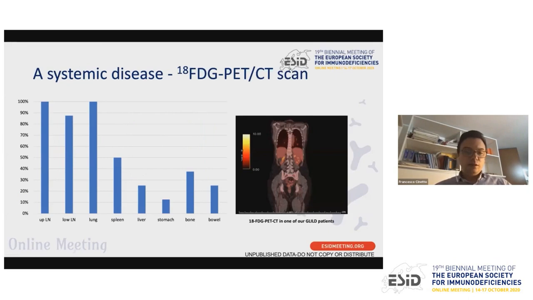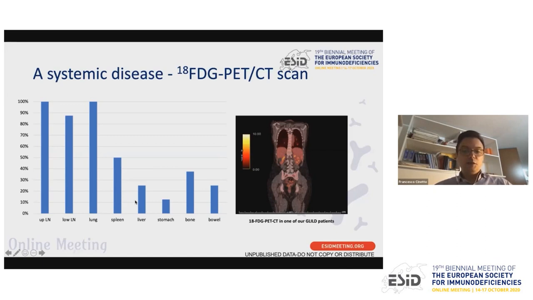The systemic nature of the disease was also confirmed by the FDG PET-CT scan findings in the GLILD patients, where we found 100% of FDG uptake in the lung and the upper lymph nodes, but also a significant percentage of FDG uptake in the lower lymph nodes, those below the diaphragm, in spleen, liver, bone, and other organs.